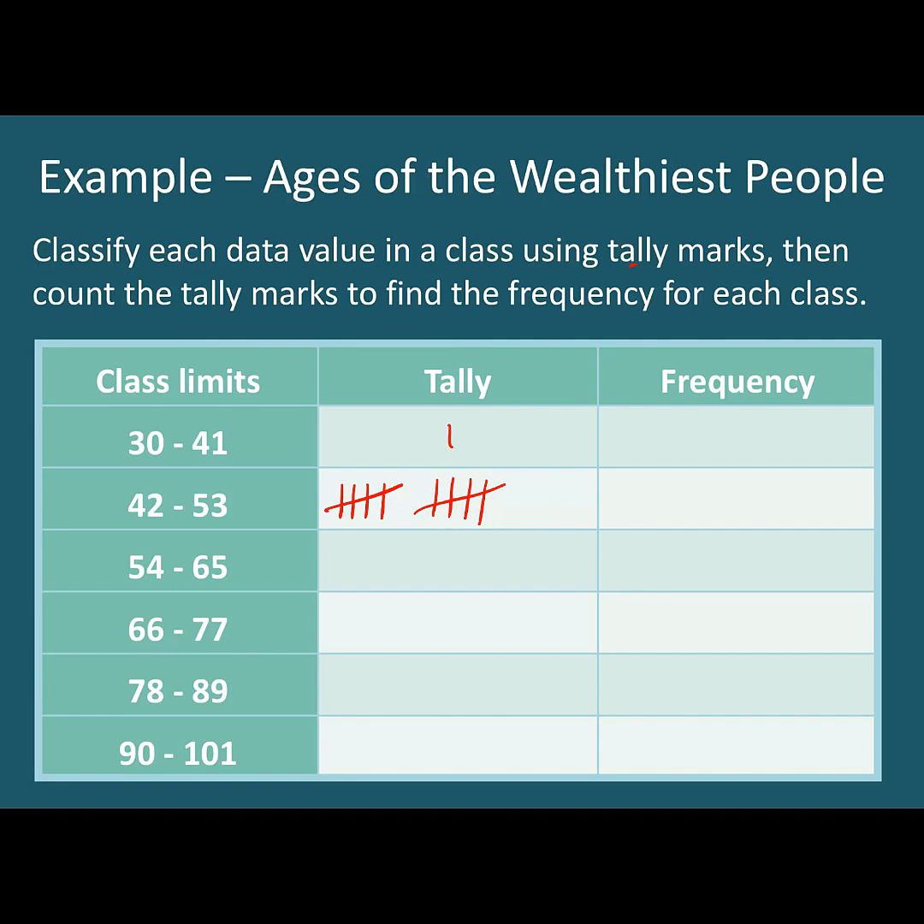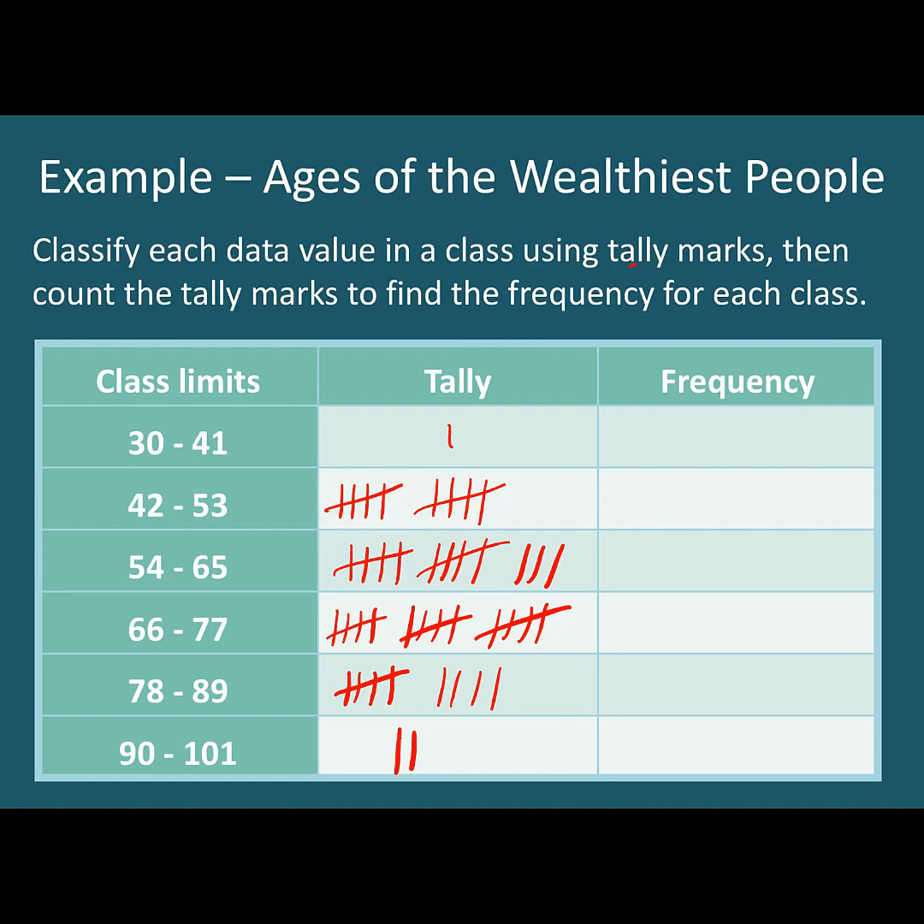Now hopefully you paused the video and went ahead and filled out the rest of this table yourself. And my hope is that you saw that in the next category we had 13 tally marks there. In the category of 66 to 77, we had 15. 78 to 89, we had 9. And finally, 90 to 101, we had 2.